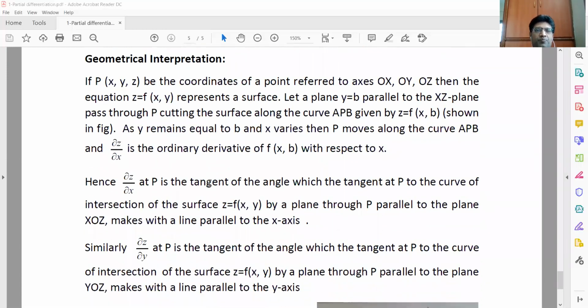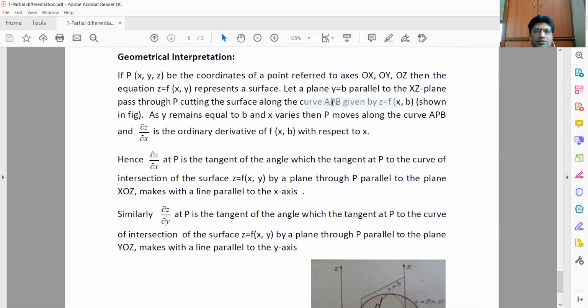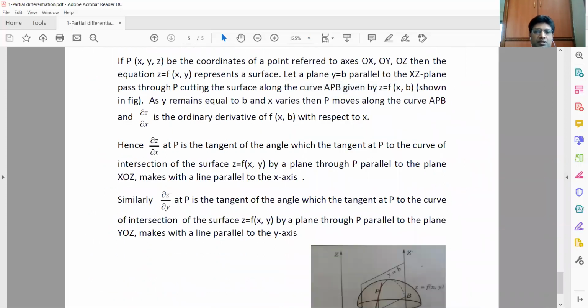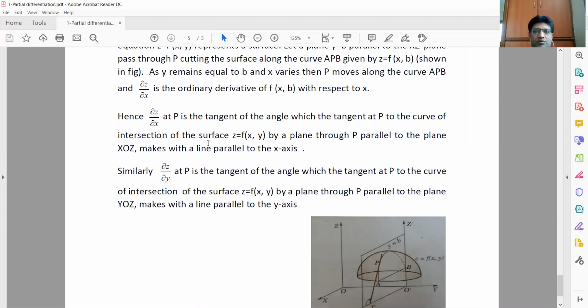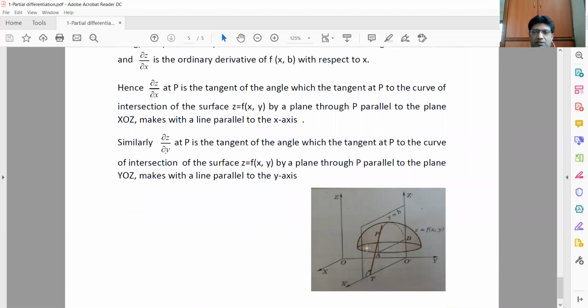So geometrically, what is this? We see the geometrical interpretation of partial derivative. So if P of xyz, so let me reduce the font a little bit. So if P of xyz be the coordinates of a point referred to axes OX, OY, OZ, then the equation z equals f of xy, what this represents is a surface. So if you look at this picture here, this is the surface z equals f of xy. Now we want to talk about ∂z/∂x. So what is ∂z/∂x is here.